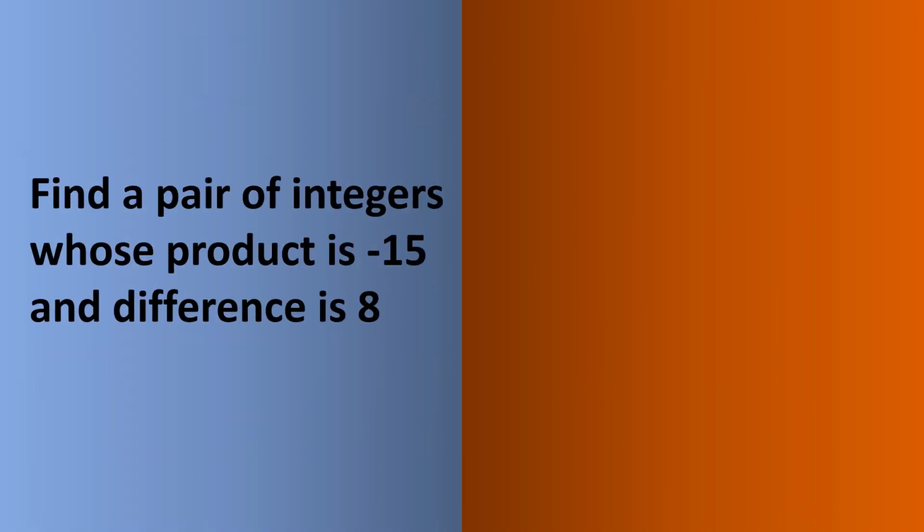Now one more type of questions. Find a pair of integers whose product is minus 15 and difference is 8. Actually, these kinds of things you will solve in algebra in further chapters when we go forward in mathematics. So here we will solve from the point of view of integers. If a and b are two integers, the condition given is that a multiplied by b equals minus 15.